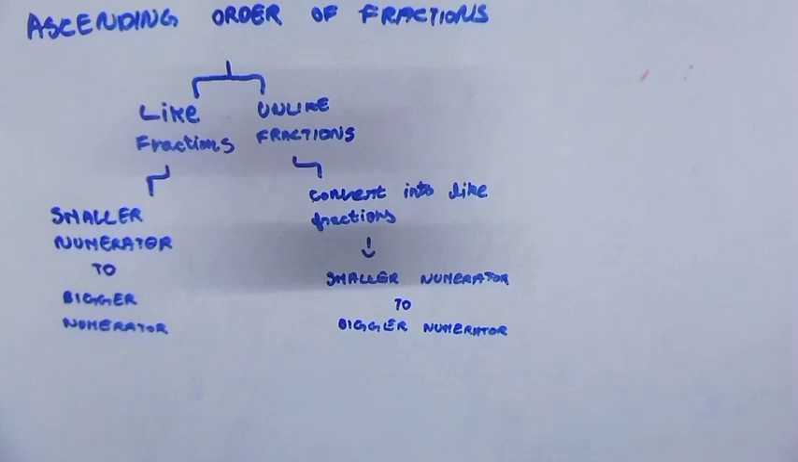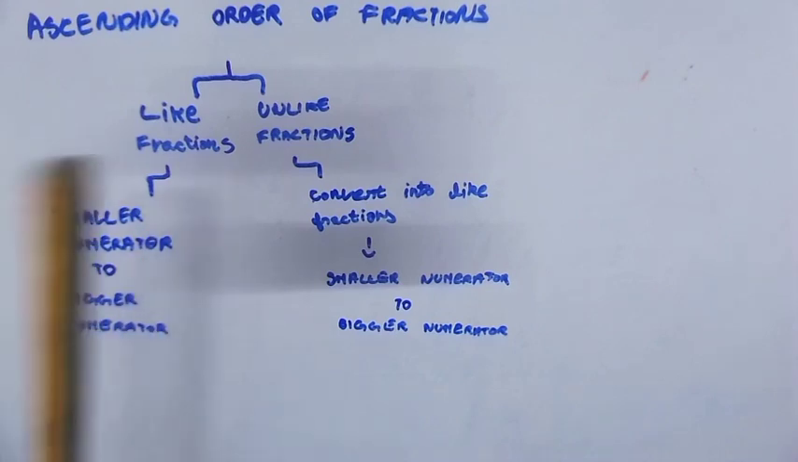So, ascending order of fractions. Ascending order of fractions is dependent on like fractions and unlike fractions. If it is like fractions, which are two or many, we have to write smaller numerator to bigger numerator. That is, the fraction which has the smaller numerator will be at the beginning, and the fraction which has the bigger numerator will be at the end.